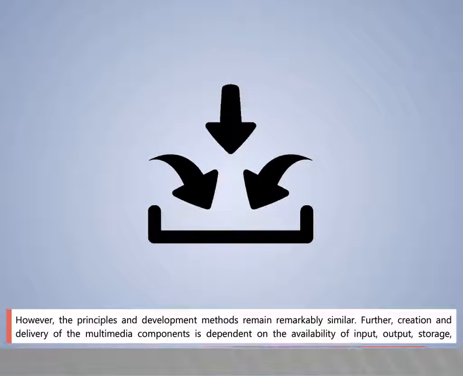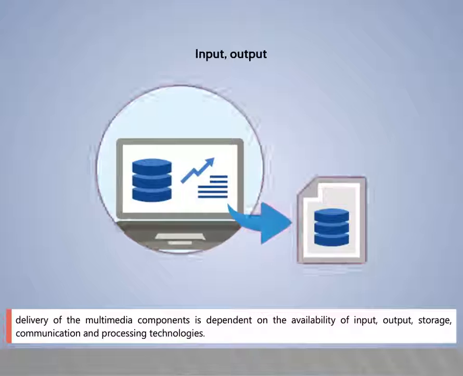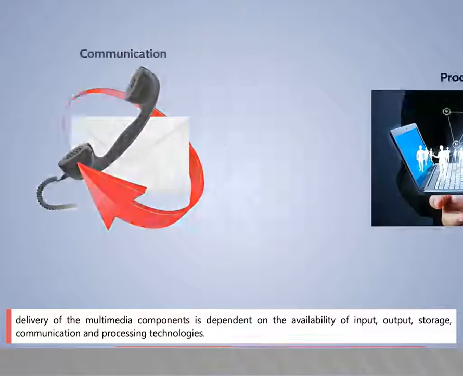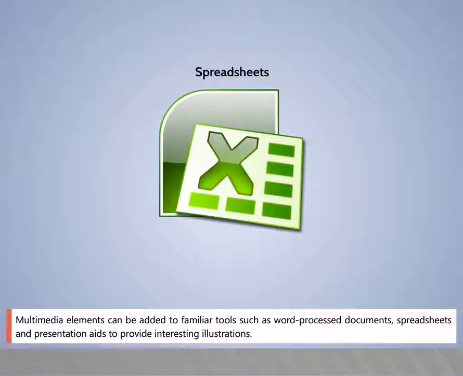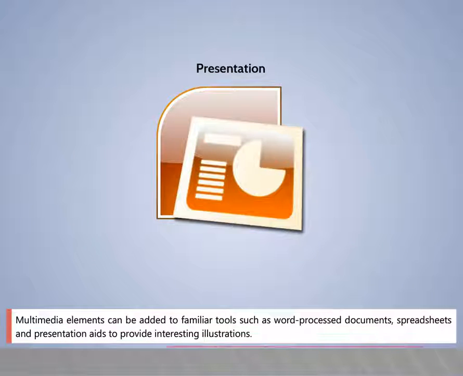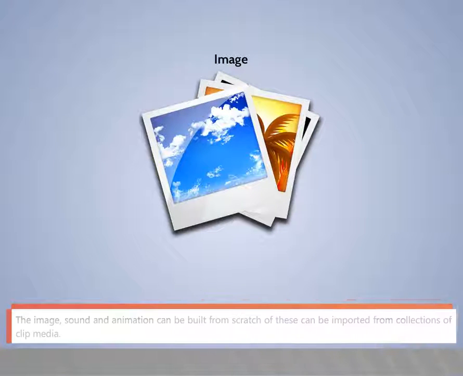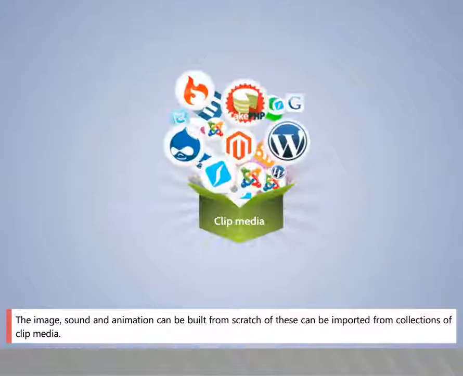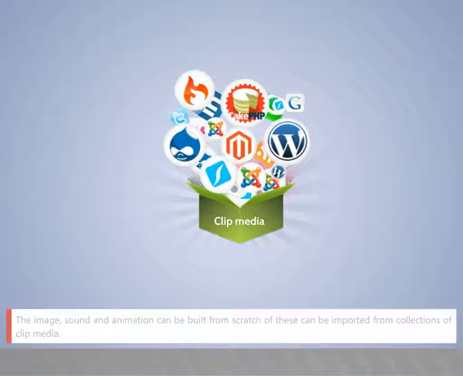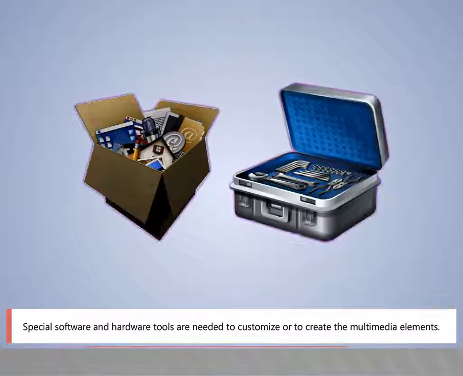Further, creation and delivery of the multimedia components is dependent on the availability of input, output, storage, communication, and processing technologies. Multimedia elements can be added to familiar tools such as word-processed documents, spreadsheets, and presentation aids to provide interesting illustrations. The image, sound, and animation can be built from scratch, or these can be imported from collections of clip media. Special software and hardware tools are needed to customize or to create the multimedia elements.